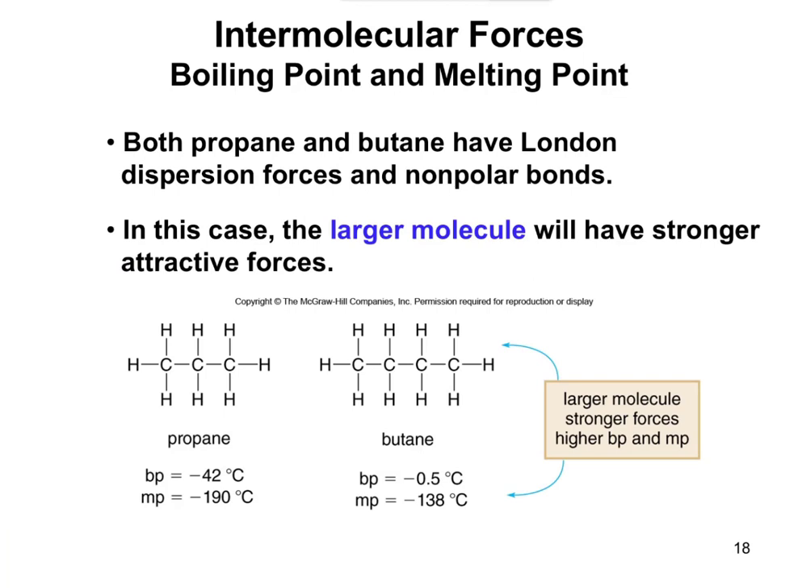So if we were comparing propane and butane, these are the two structures you're looking at down here. They both are nonpolar, so they both only have London dispersion forces. However, butane is larger. Notice it has 4 carbons and 10 hydrogens as opposed to 3 carbons and 8 hydrogens in propane. Because it's a larger molecule, it's going to have stronger attractive forces. Remember, I said that before: the London forces are still weak, but the larger the molecule, the more overall electrons there are, and the stronger those temporary dipoles will be. So butane is going to have higher forces than propane because it's a larger molecule.